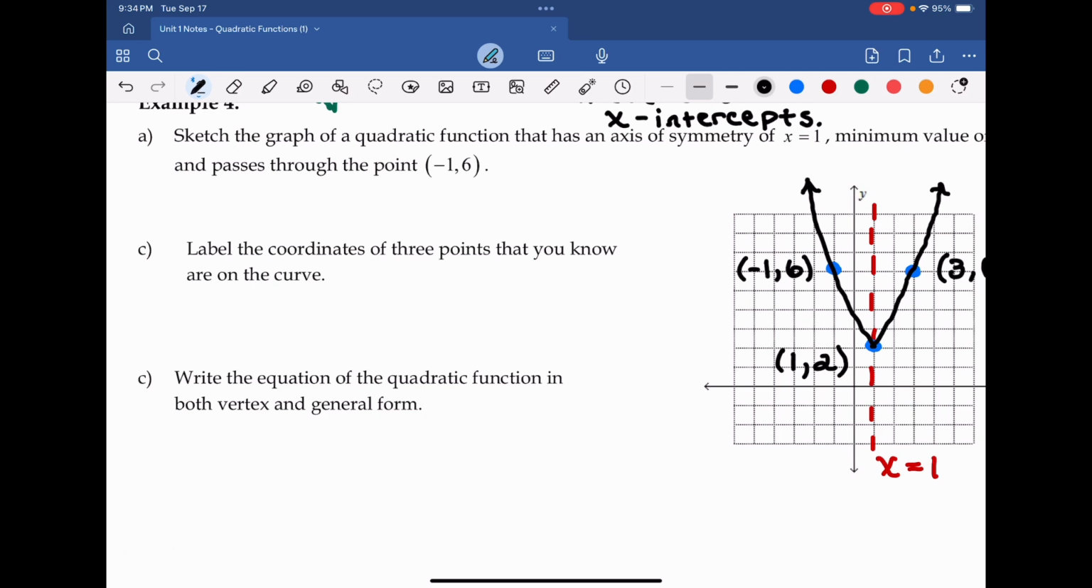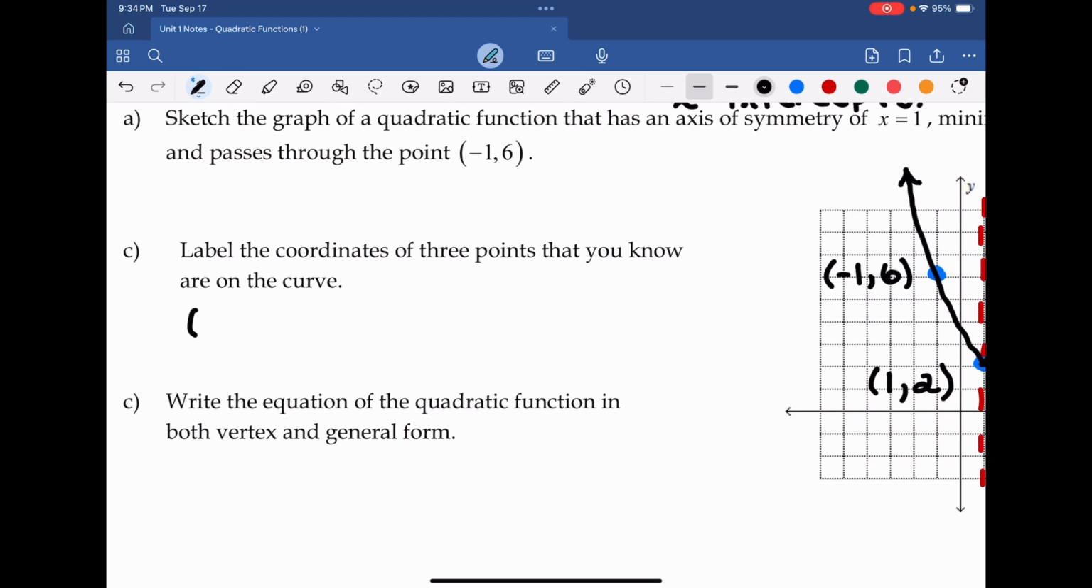We just did that, but let's just make sure we list them out here. The first point was -1 and 6. Our vertex point was going to be at 1 and 2 for y. And then our secondary point, or our third point, I should say, is at 3 and +6, which was the mirrored image of the -1 and 6, but on the right-hand side of the axis of symmetry.